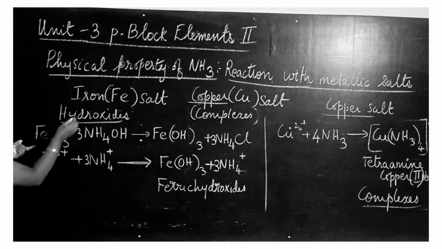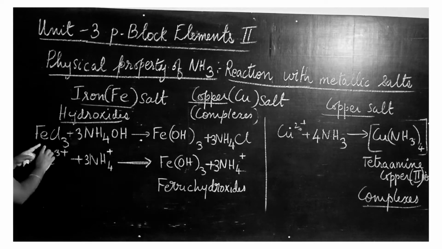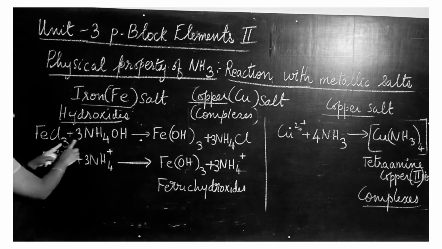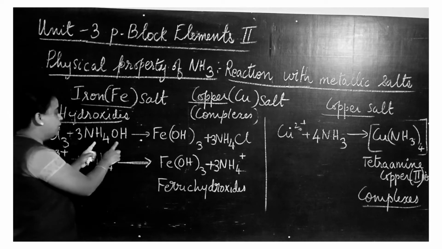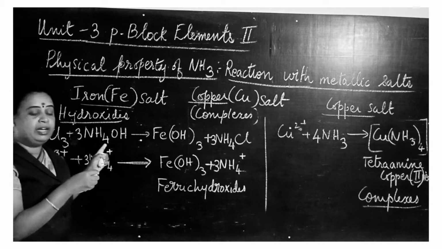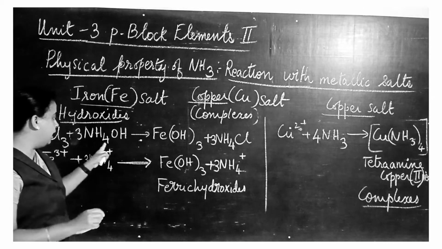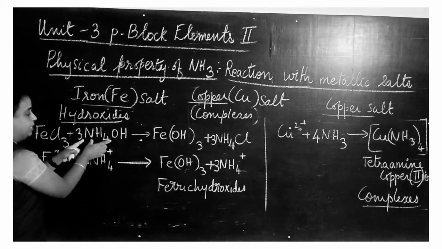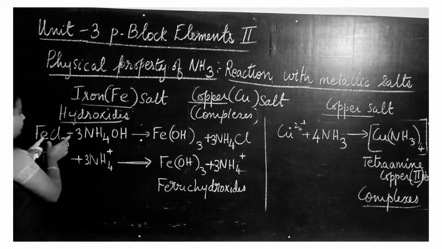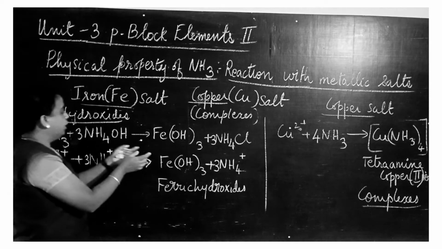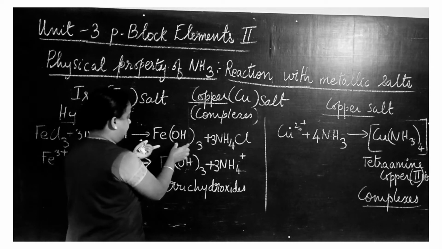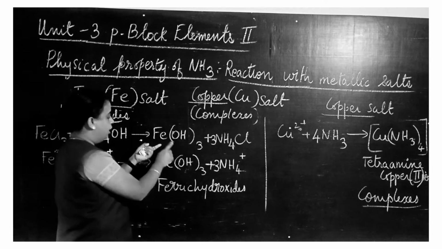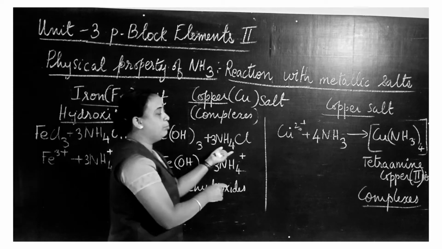Here, iron salt means we are taking iron chloride, FeCl3, ferric chloride. When this ferric chloride reacts with the ammonium solution, here we are taking ammonia in the form of solution, that is ammonium hydroxide, NH4OH. When the ammonium in this NH4OH combines with the ferric chloride, the product we get is ferric hydroxide, Fe(OH)3. Along with the ferric hydroxide, you also get ammonium chloride.